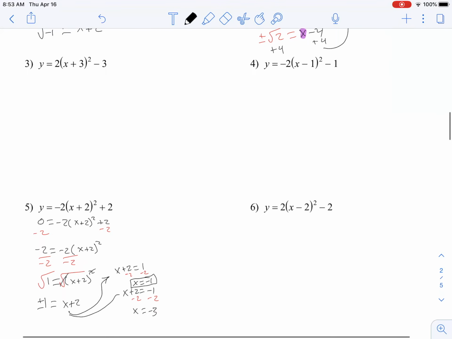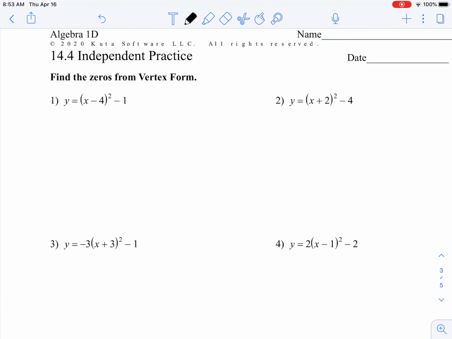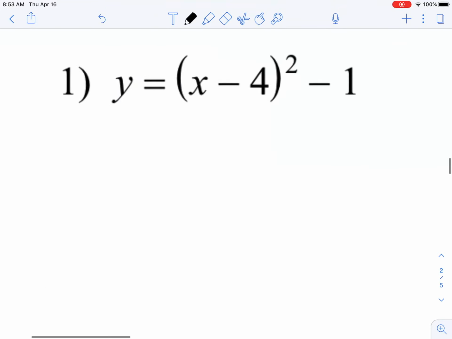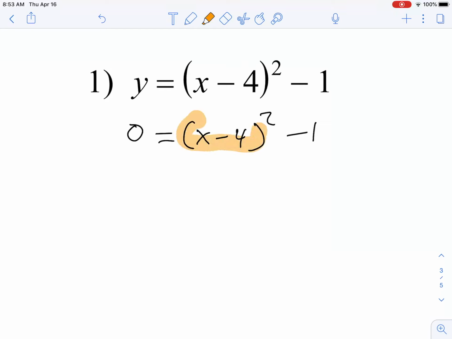Really quick, I just wanted to do maybe a couple problems here for finding the zeros. So that was if we made y 0, we would have x minus 4 squared minus 1. So we're trying to get this by itself, which means I'm going to move that minus 1 first by adding it to both sides. So 1 equals x minus 4 quantity squared.